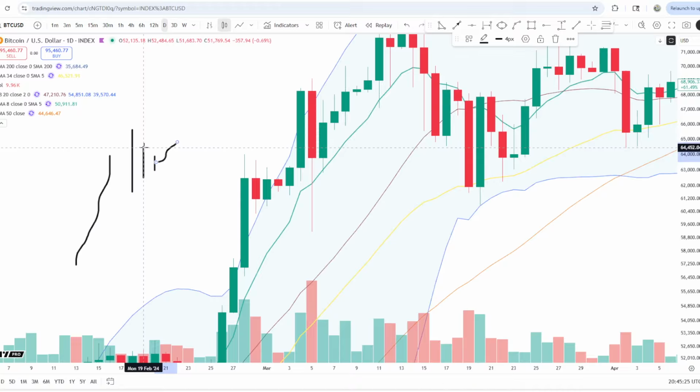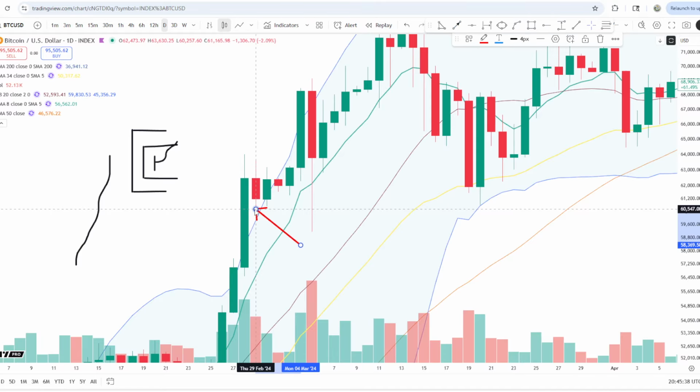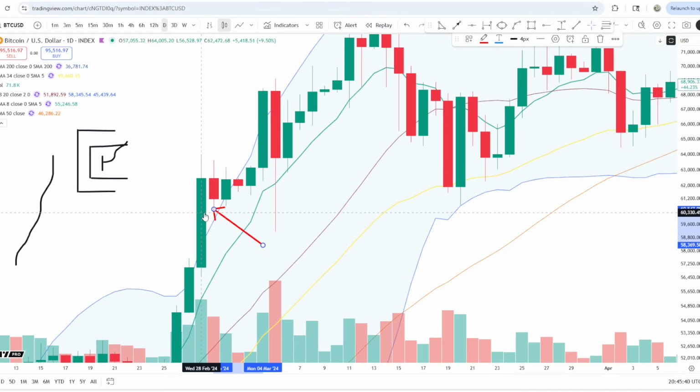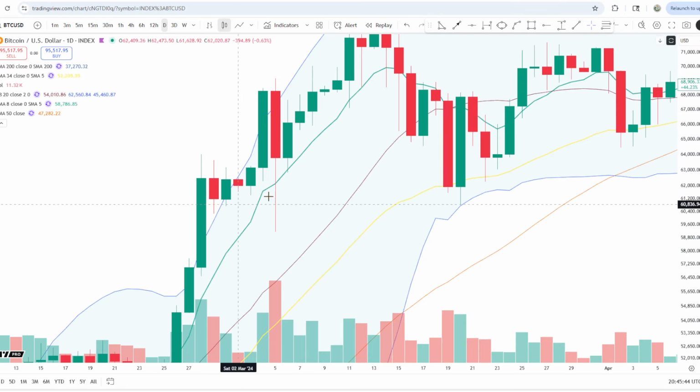Most of the time it's going to continue. You can choose to take a long on the break of that candle, and you would set your stop loss on the low of that candle, or you could take a long on the break of the mother bar's candle and set your stop loss on the low of the mother bar. I like using this second candle personally rather than the mother bar, because you get a little bit smaller range, a little bit easier to manage your risk.